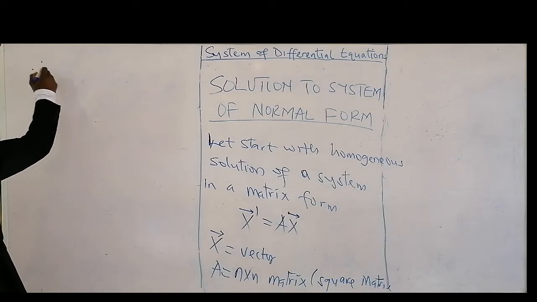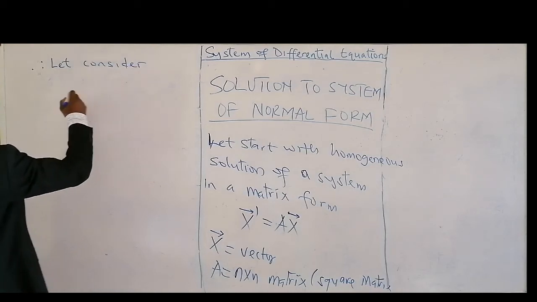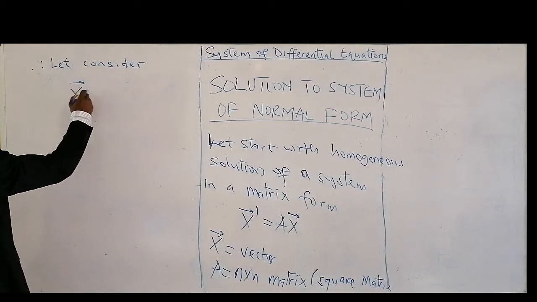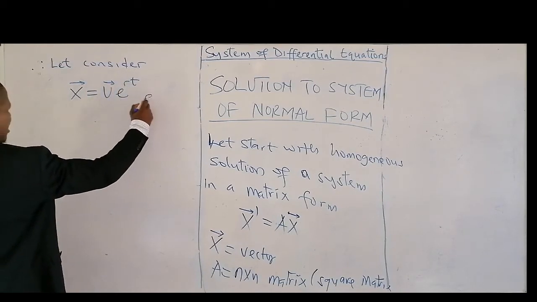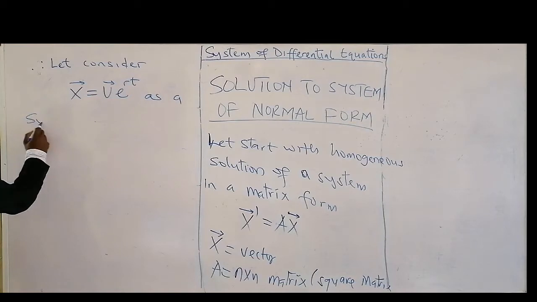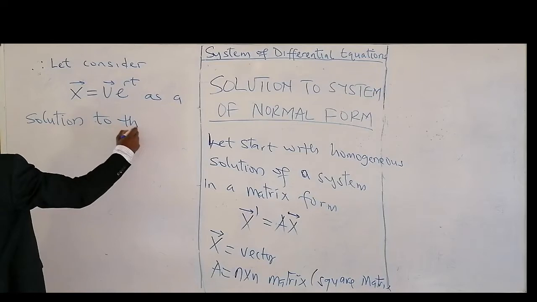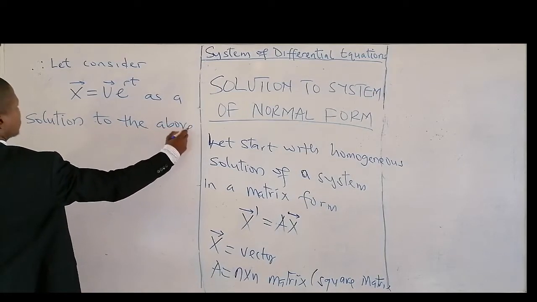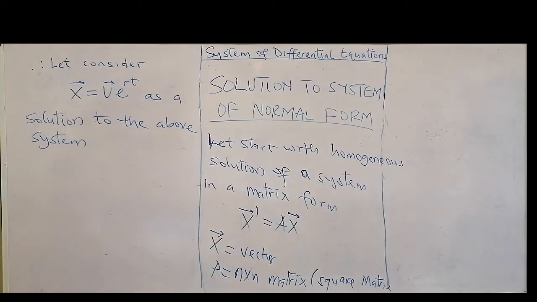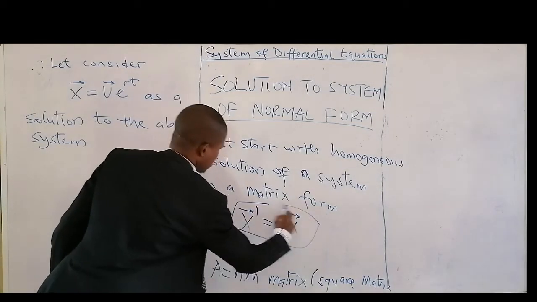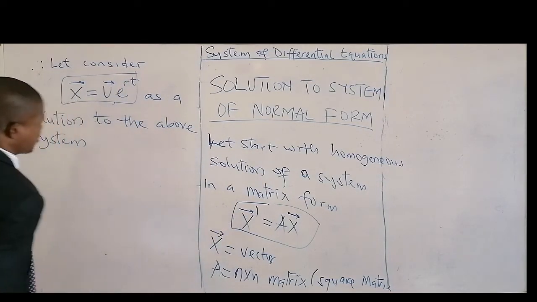Then let's consider this vector equal to this as a solution to the above system. Okay, so we have this, and we're taking this one as a solution to this one.